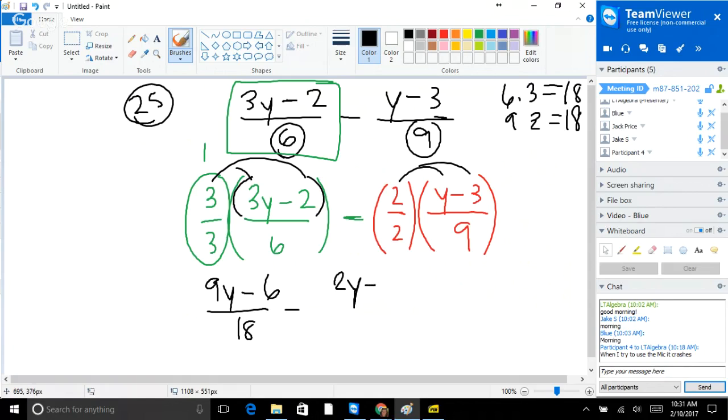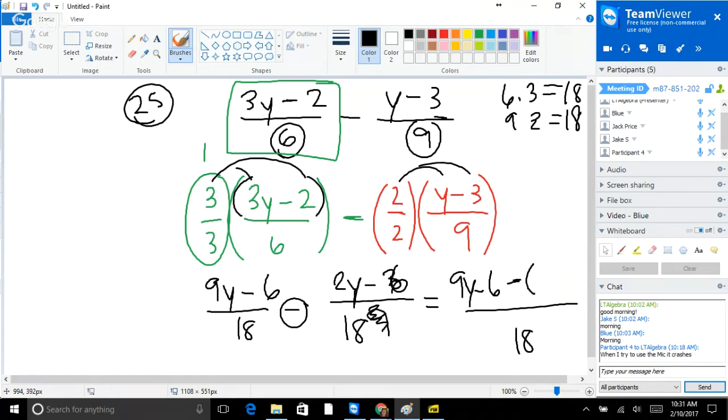2y minus, nope, 6, 2 times 3, over 9. Nope, over 18. Apparently my brain's on vacation already. All right, so now I have a denominator of 18. So I have 9y minus 6 minus 2y minus 6. And I end up with 7y minus 6. Oh, it's just 7y over 18.